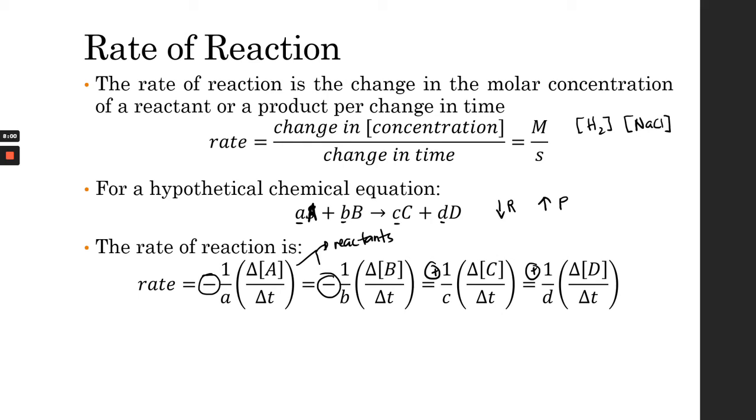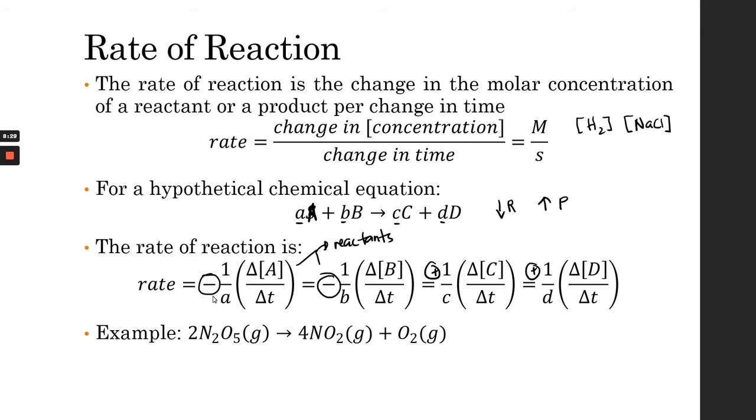And that is also equal to 1 over the coefficient, or however many moles, of the second molecule or element you have, multiplied by the change in its molar concentration over time, etc., etc. The most important thing here is to remember that if you're dealing with reactants, you have to add a negative.